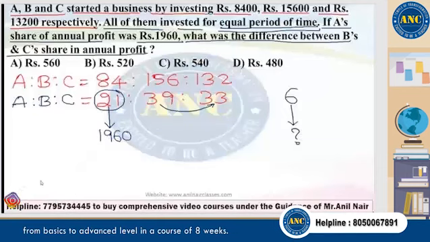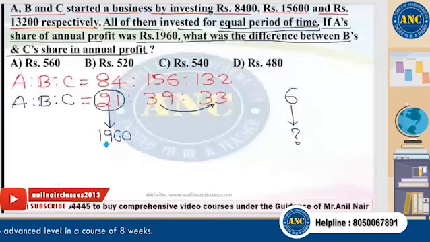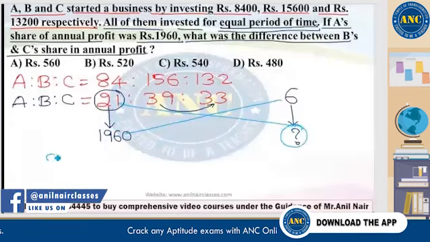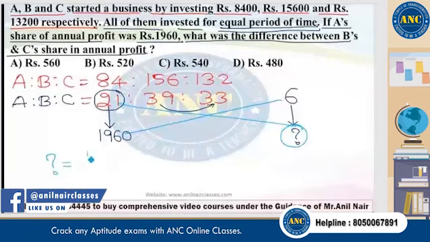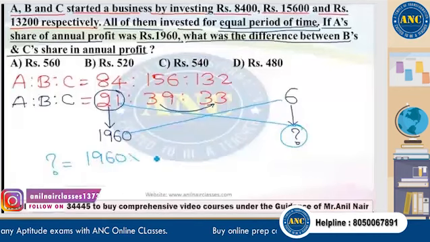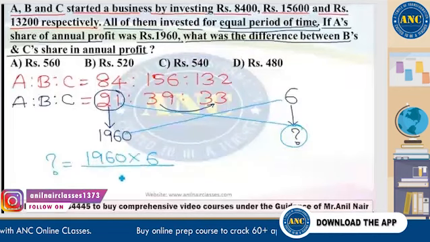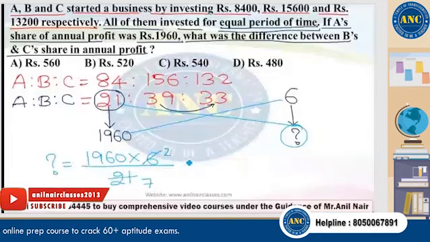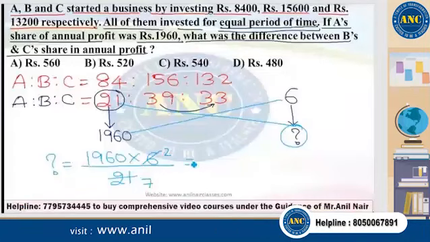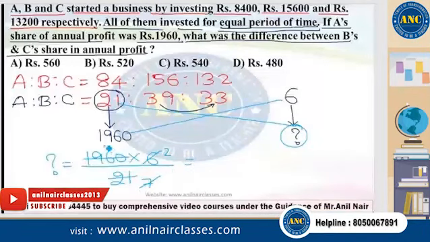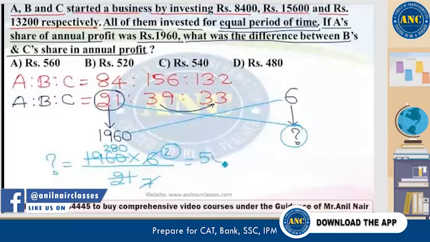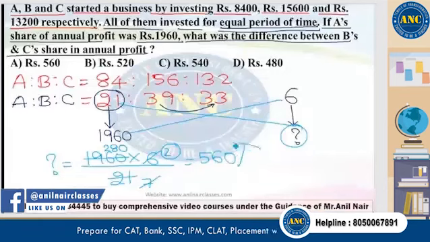When you do not have a multiplying factor which is a whole number, you can cross multiply and simplify. So the answer is 1960 into 6 divided by 21. 3 into 7 is 21, 3 into 2 is 6. Now I can divide further: 7 into 280 is 1960. 280 into 2, the answer is 560. Where is the difficulty, sir?